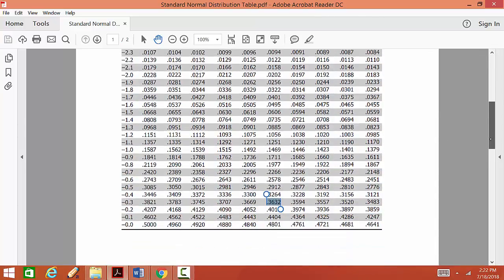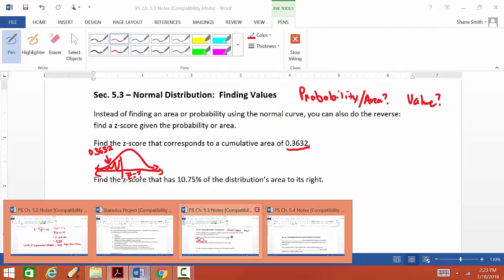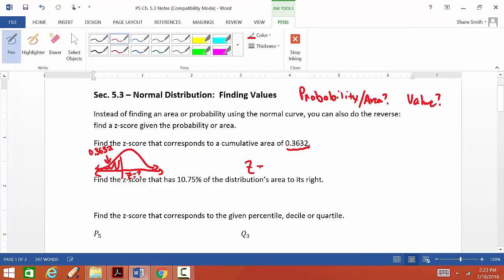And how did I get that so fast? Well, there's a pattern here. If you notice, the farther we get away from 0, the smaller the area is for the negative side, because there's less and less area to the left. So a good strategy if you're new to this is to look at the numbers on the left side, find a number that's close to 0.3632, which is right here, and then move to the right and see if you can find it, and sure enough, it's right there. So that's negative 0.35, our z-score. So that is finding the area to the left.